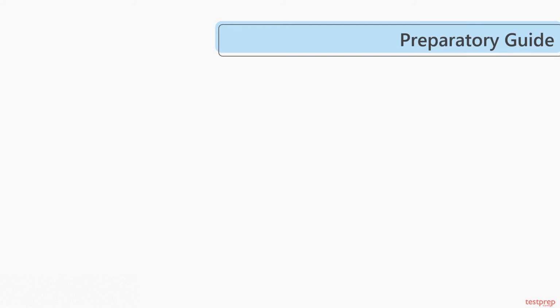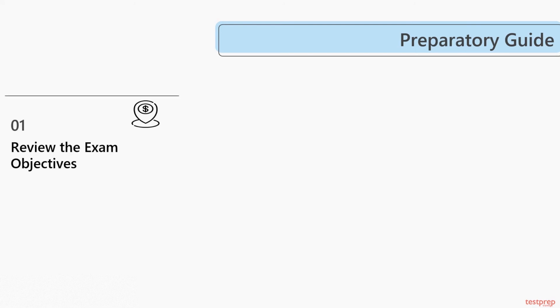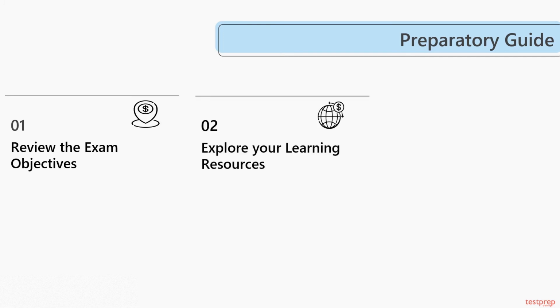Let's discuss the Preparatory Guide. 1. Review the exam objectives. Before embarking on any journey, it is important to have a good understanding of what one is getting into. As a result, the most critical part of the exam preparation is going over each test goal. 2. Explore your learning resources. It is important to choose the appropriate learning materials. In reality, there are several options available for the Microsoft MB920 exam. This makes determining which resources are true and credible challenging.